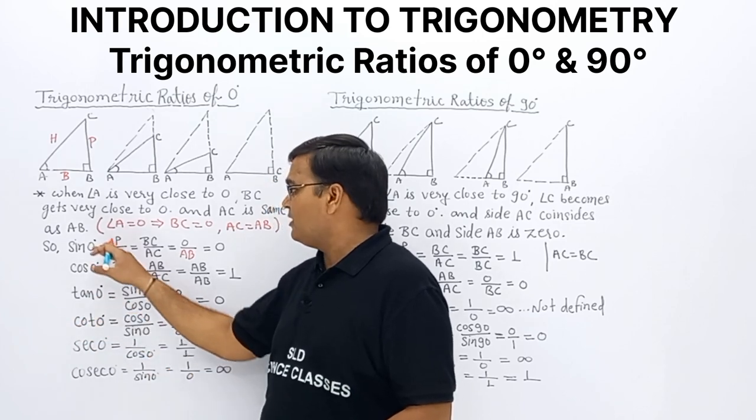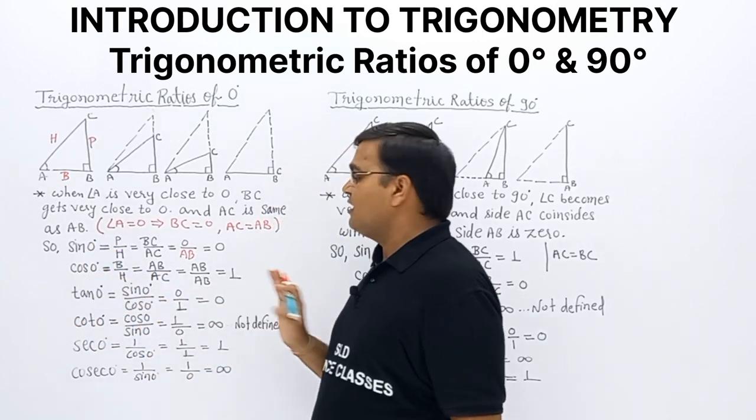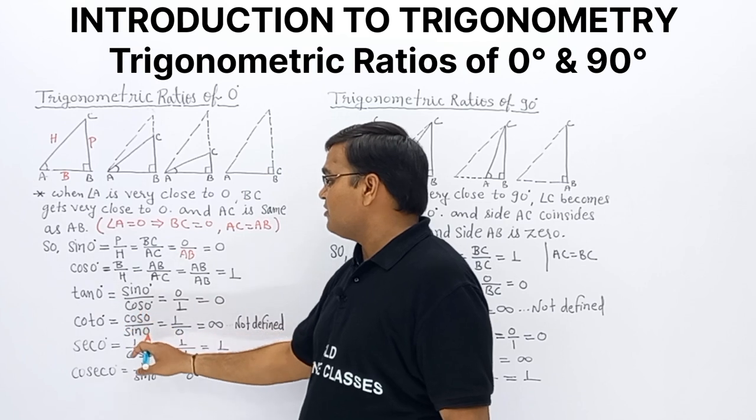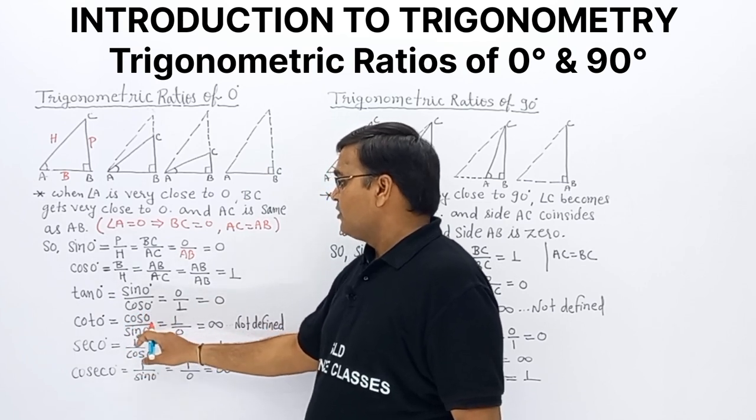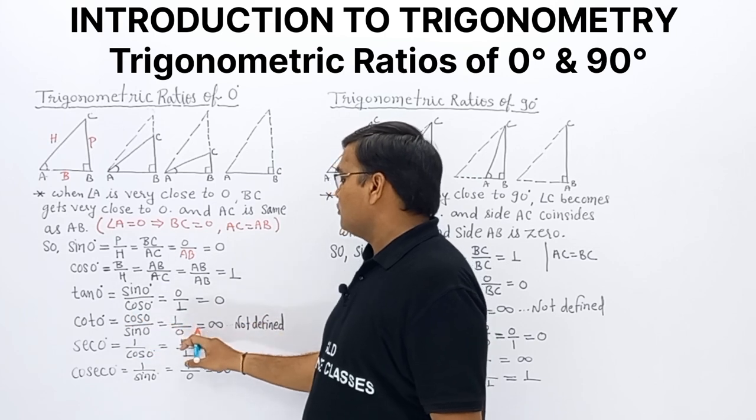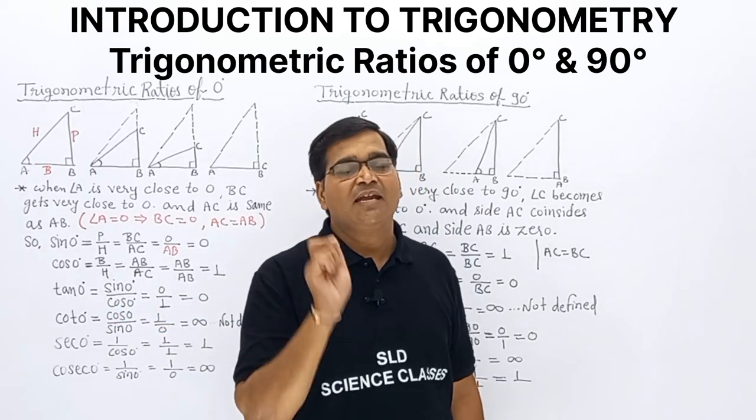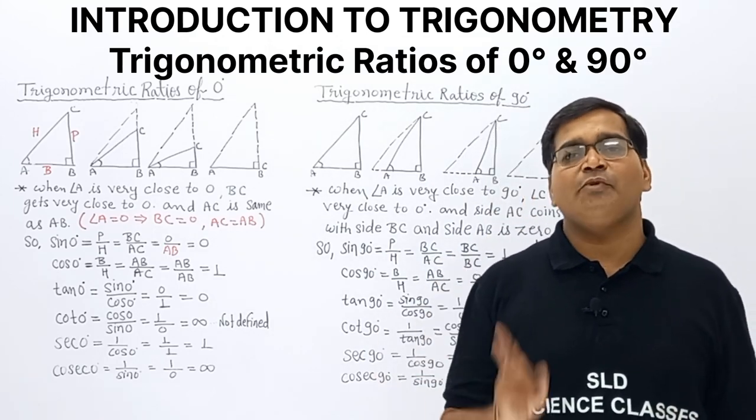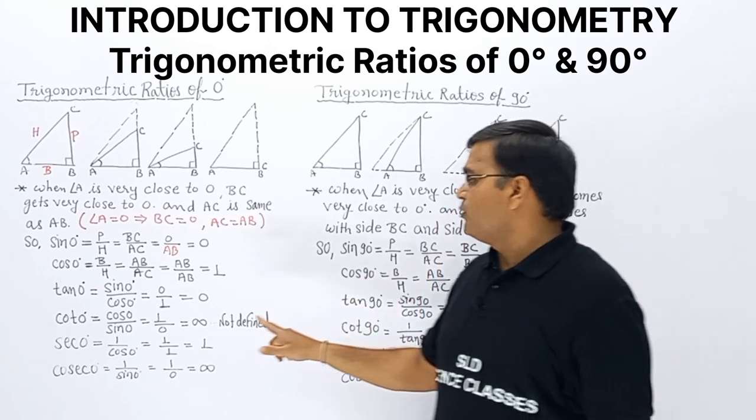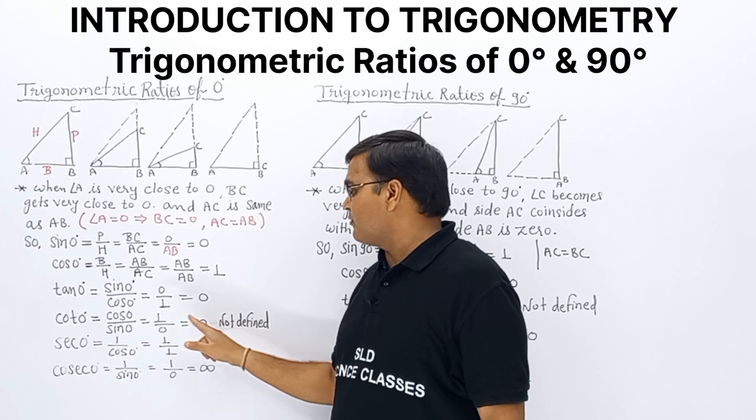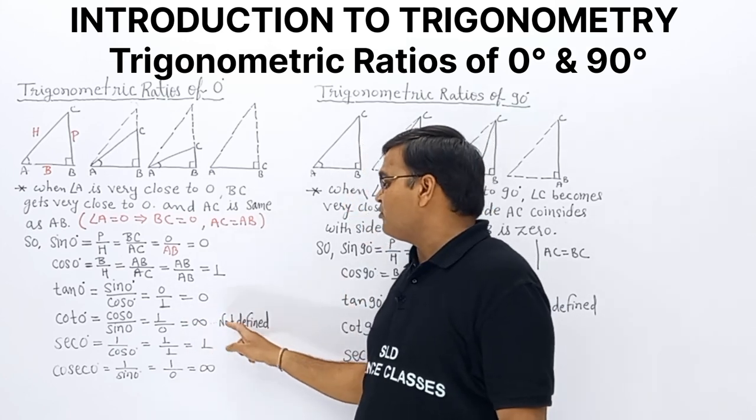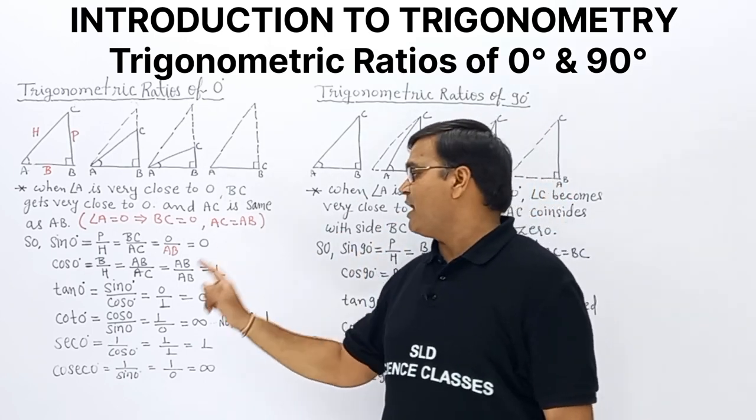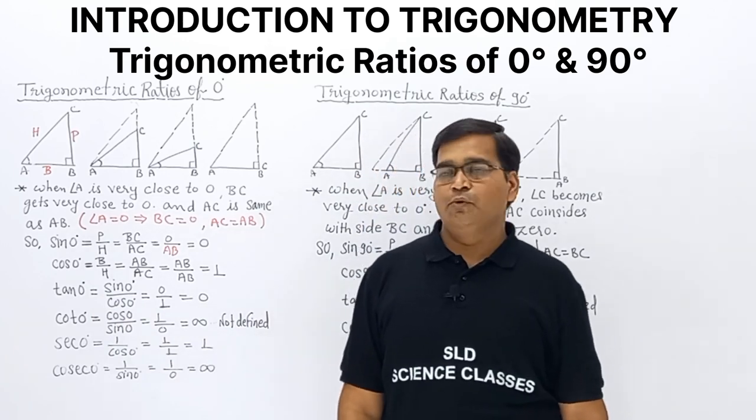Tangent 0 will be sine 0 upon cos 0, and finally we get 0. Cot theta will be the reciprocal of tangent theta. Cot 0 will be 1 upon tangent 0, or we can say cos 0 upon sine 0. So cos 0 is 1, sine 0 is 0. 1 upon 0. If the denominator is 0 and the numerator is any value, then the result is not defined. And not defined is infinity. So we get an infinity value for cot 0 degree.